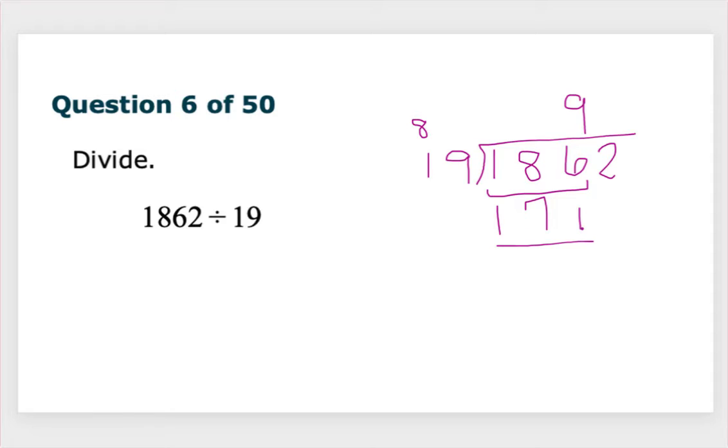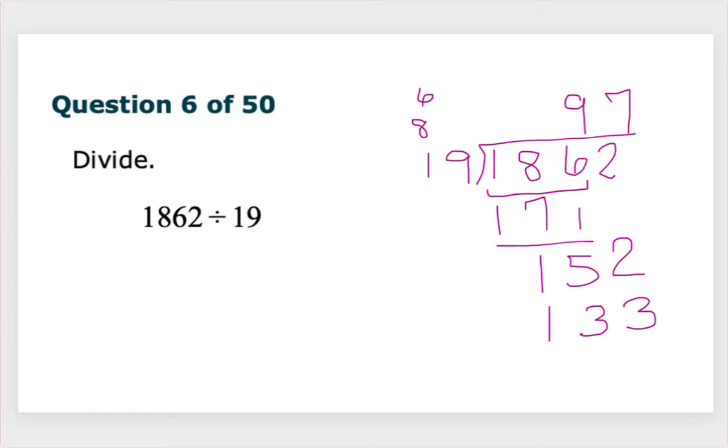So now 6 minus 1 is 5. 8 minus 7 is 1, and 1 minus 1 is 0. We bring down the 2. 19 into 152. Let's say 7. That might be wrong, but 7 times 9 is 63. And 6 would go up here. So 7 times 1 is 7 plus 6 is 13.